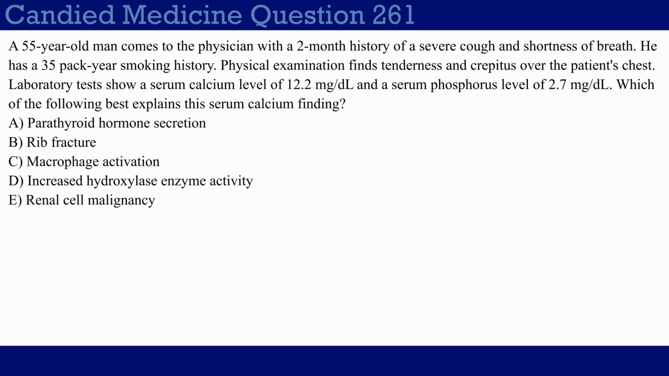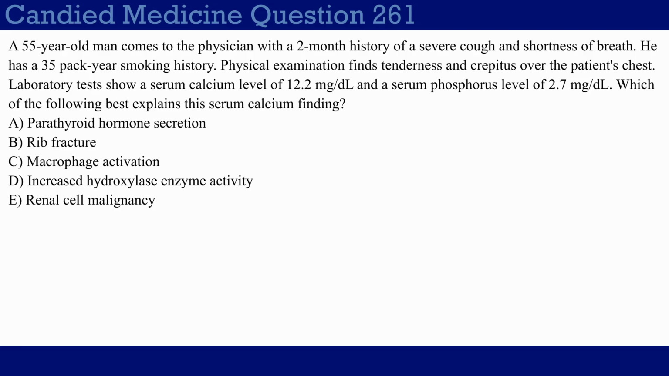A 55-year-old man comes to the physician with a 2-month history of severe cough and shortness of breath. He has a 35-pack year smoking history. Physical examination finds tenderness and crepitus over the patient's chest. Laboratory tests show a serum calcium level of 12.2 milligrams per deciliter and a serum phosphorus level of 2.7 milligrams per deciliter. Which of the following best explains this serum calcium finding?